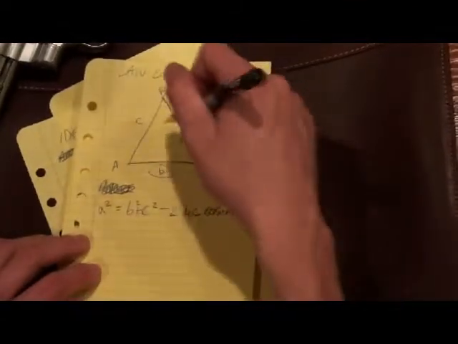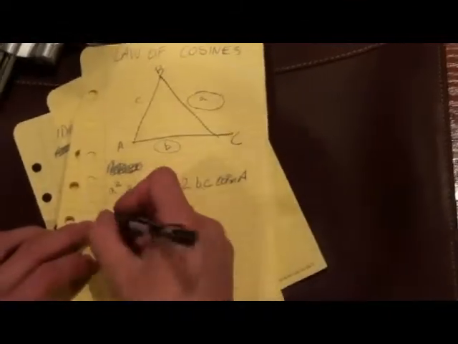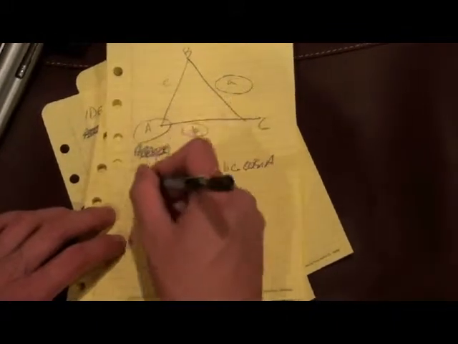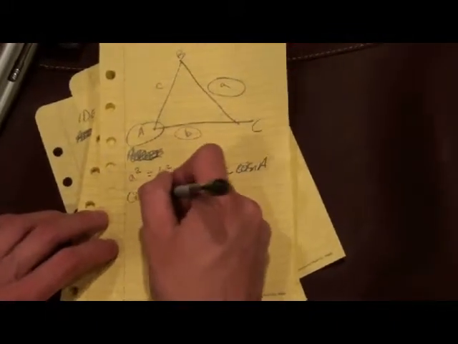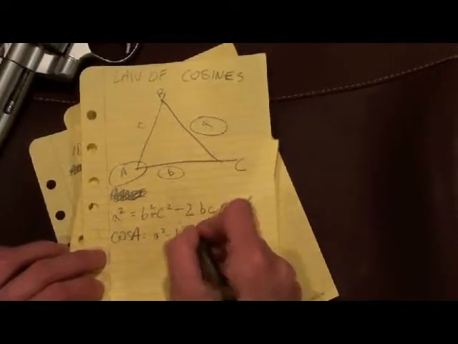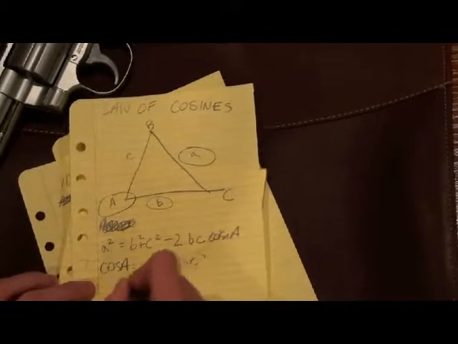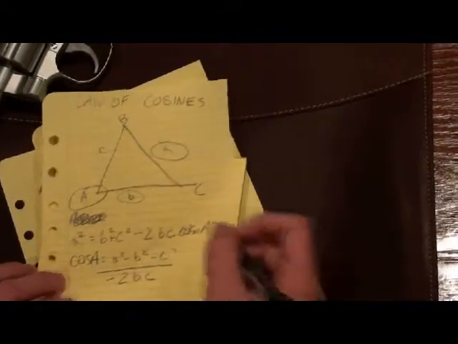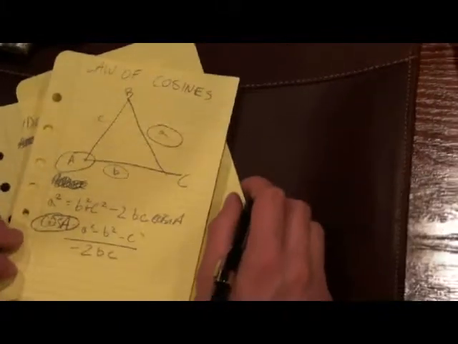What if you need to find the angle, but you know the opposite side? You know all 3 sides? Yes. Let's say we need to find this one. Cosine A equals A squared minus B squared minus C squared all over negative 2BC. And that'll get you cosine A. I see. That'll be the second idea.